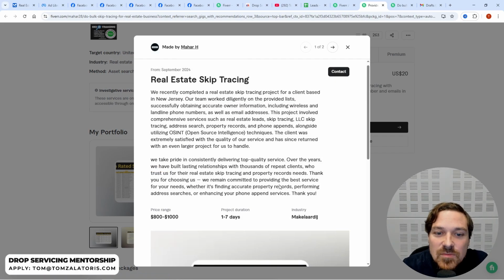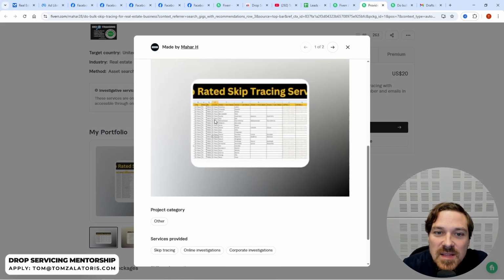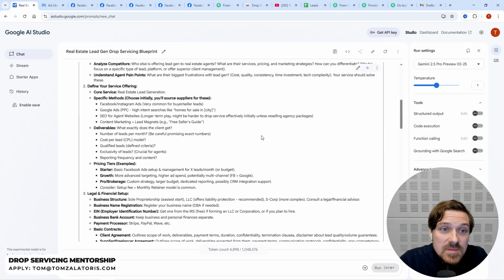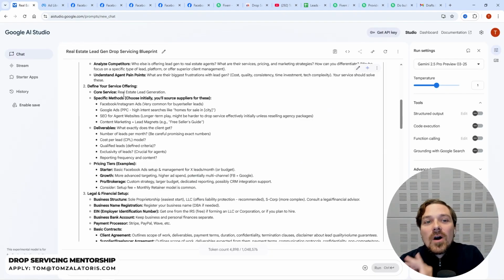Yeah, this is exactly what I mean. So it's going to be something like this: contact info, email if possible, phone number, and the address. Now, with that in mind, how do you actually market this service?